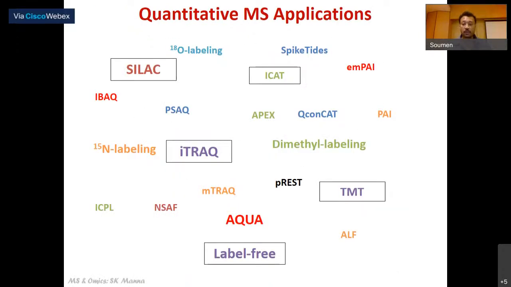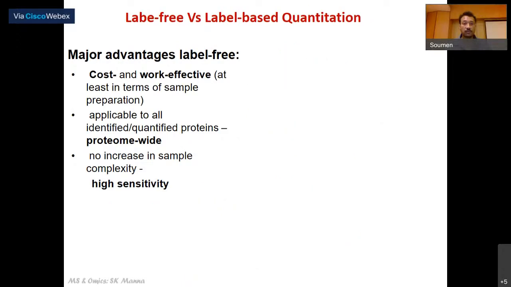Now we'll go to the quantitative analysis. There are several approaches. We'll discuss some of them quickly. There are two types of quantitation. One is label-free. That means you do not attach any tag. This is very cost and time effective. This is applicable to any and every protein, so this is proteome wide, and this gives very high sensitivity.